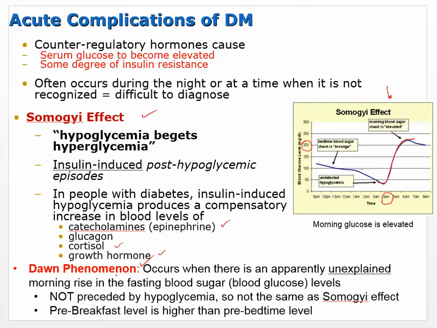The Dawn phenomenon, same thing. You have an increase in blood glucose levels in the morning. It's just that it's not necessarily a rebound effect from hypoglycemia. There may not be any hypoglycemia. It just may be an increase in blood glucose. So that's really the difference between the Dawn phenomenon and the Somogyi effect: with the Dawn phenomenon, we don't really know why or what's causing that rise.